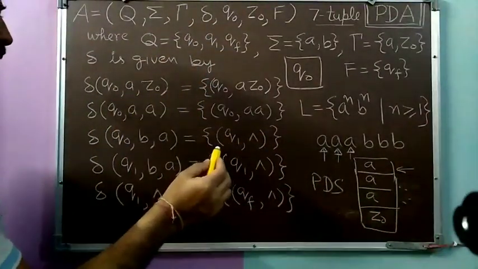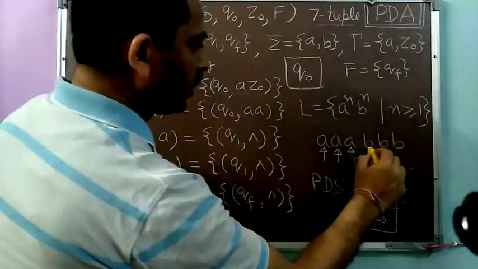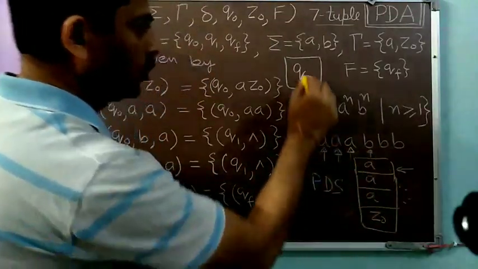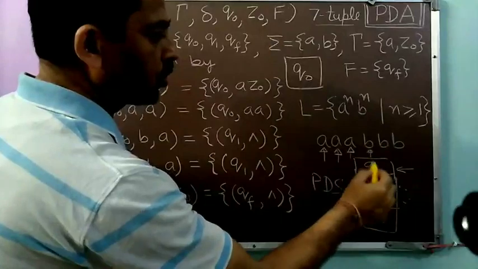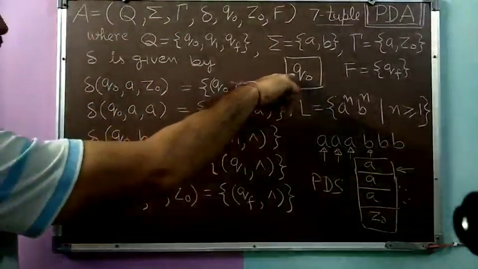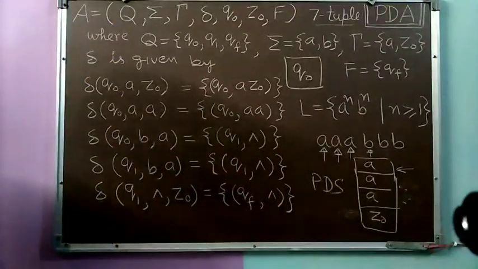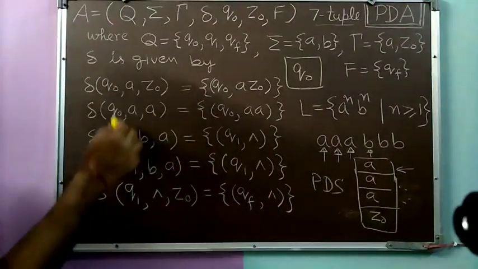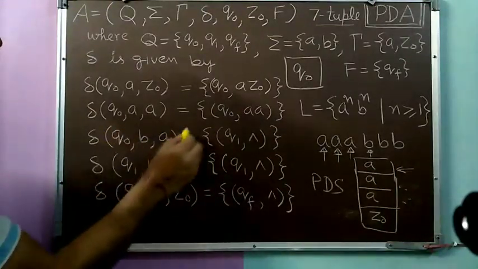Now the next symbol I will be reading will be B. So I am in the state Q0, the next symbol is B, and on top of the pushdown store is A. So it is the situation Q0 B A. I will look here where I am finding Q0 B A. Just look here, I am finding Q0 B A. So this rule will be applicable.